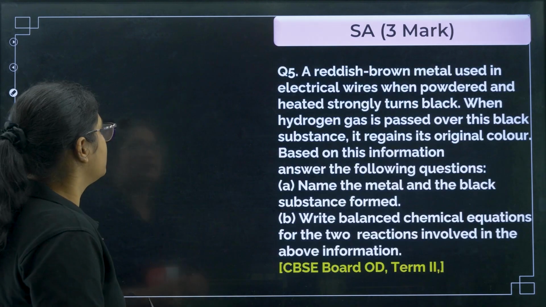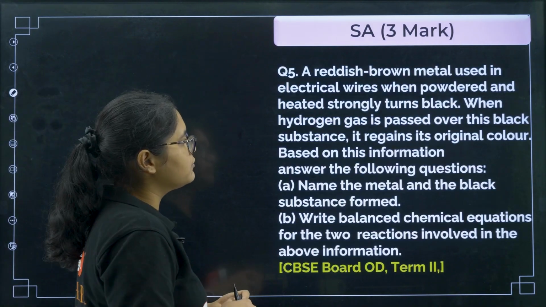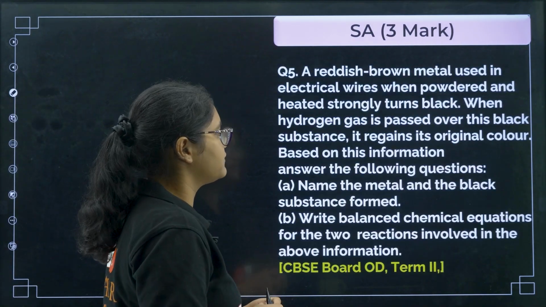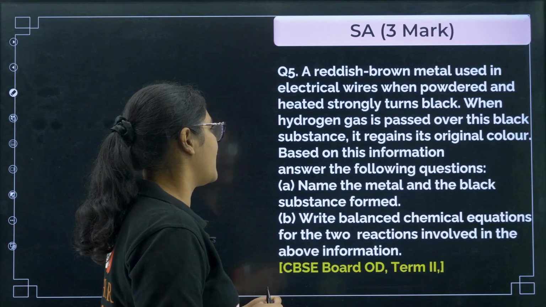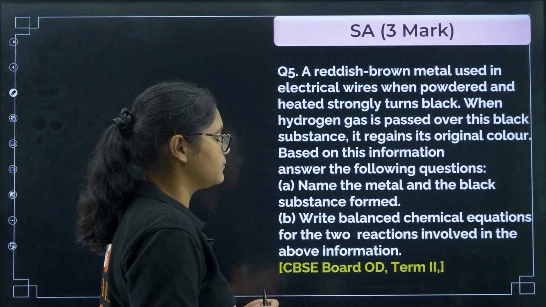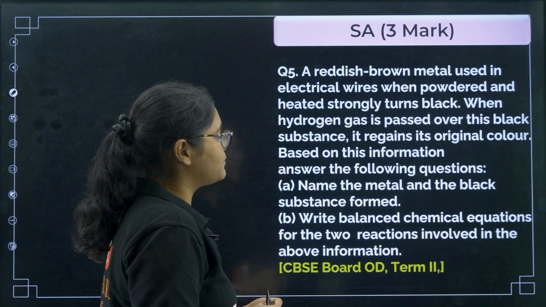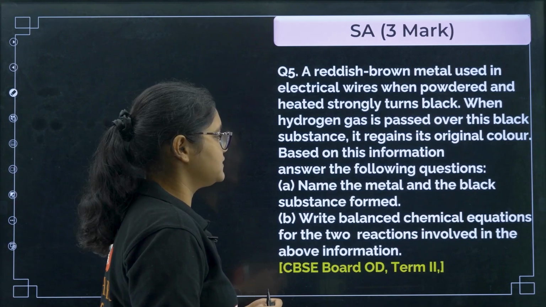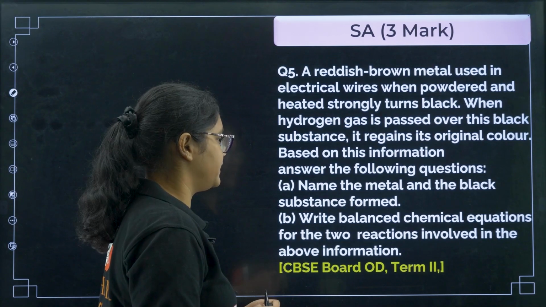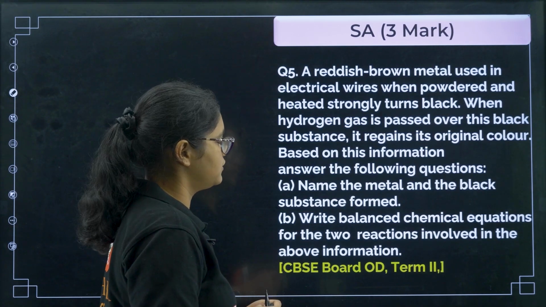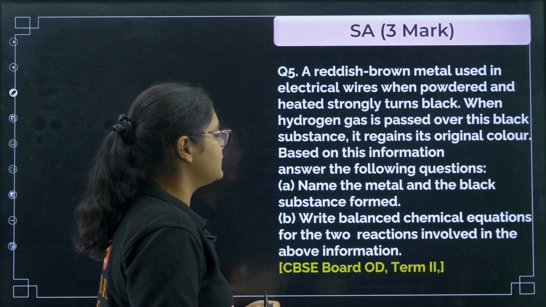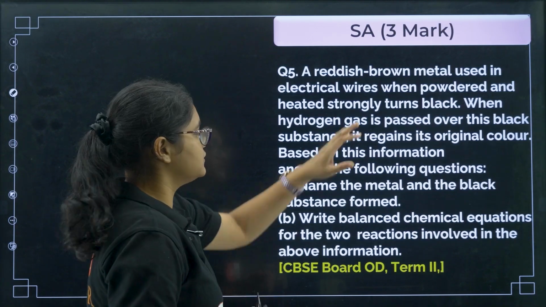Next, we have a reddish brown metal used in electrical wires which, when powdered and heated strongly, turns black. When hydrogen gas is passed over this black substance, it regains its original color. Based on this information, answer the following question. Name the metal and the black color substance formed. So it is used in wiring.